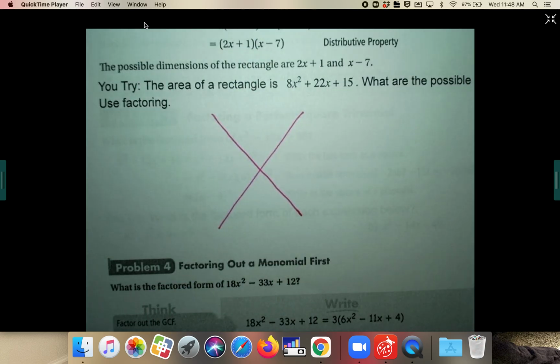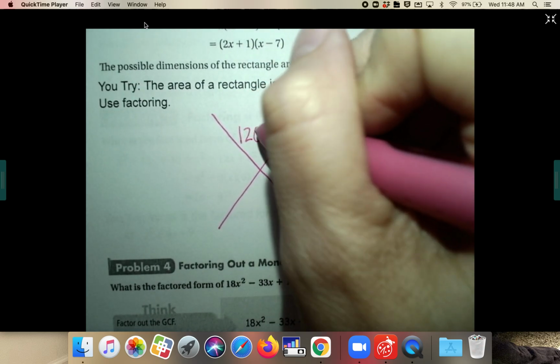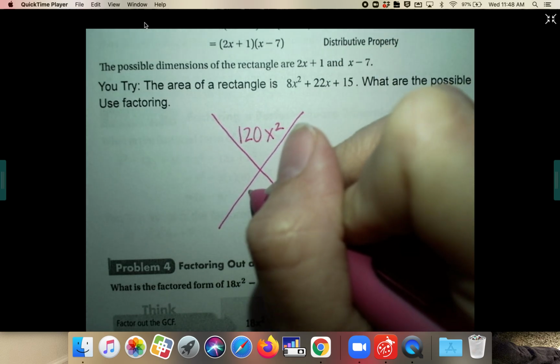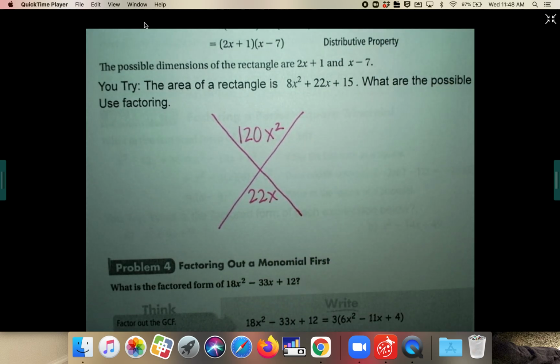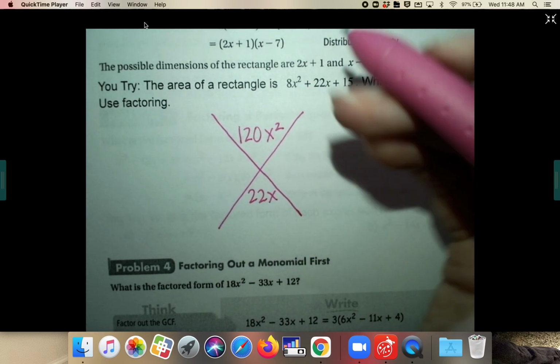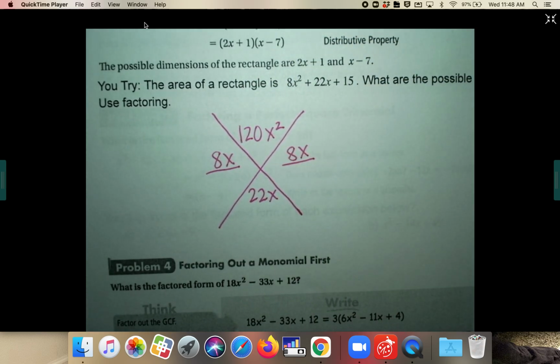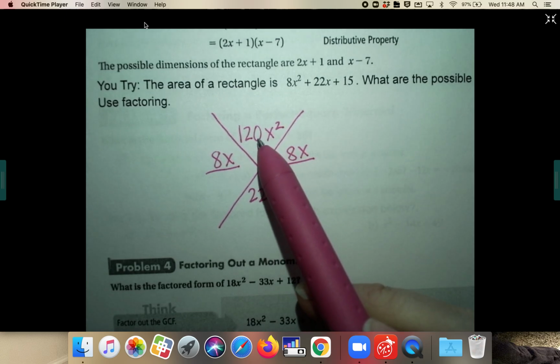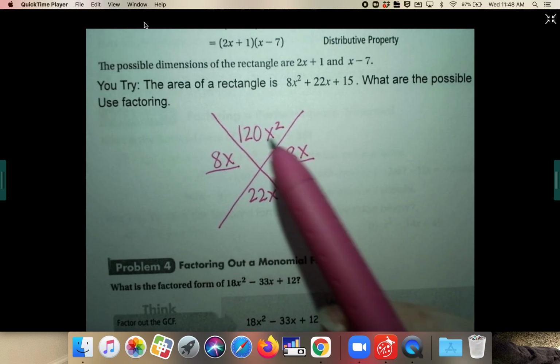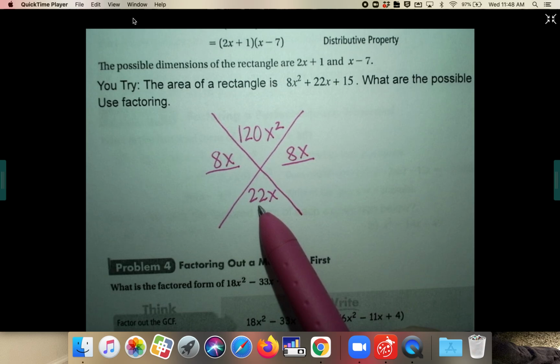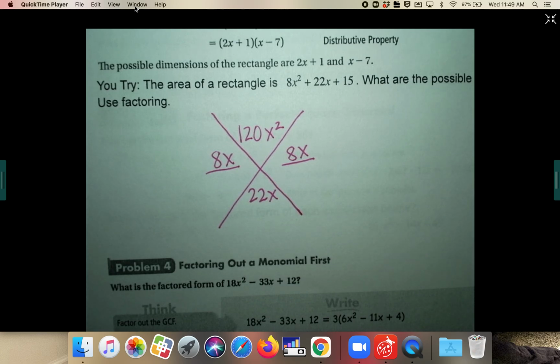8 times 15 is 120, so we have 120x squared. In the bottom, we have 22x, and then we'll put our 8x over, 8x over. All right, what can we multiply to get 120 and add to get 22? I will say at least they're both positives, so we're not going to have to worry about positive, negative stuff. All right, let's just start in.